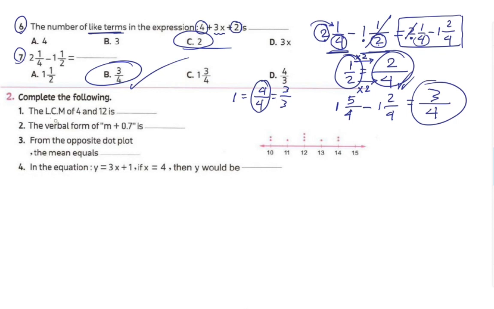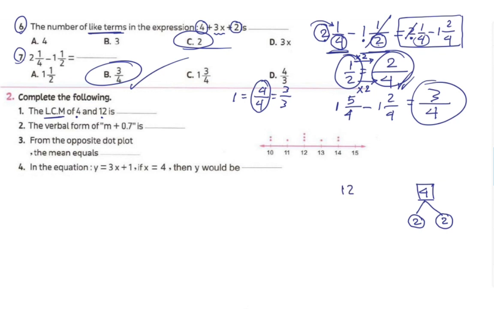First point, the LCM of 4 and 12 is what? To find the LCM or GCF, you need to use prime factorization. Prime factorization of 4 and 12. First start with 4. 4 is a composite number, so put it in a square. The smallest prime number is 2. Is 2 a factor of 4? Yes. Why? Because 2 times 2 is equal to 4, and 2 is a prime. Circle it. We finished.